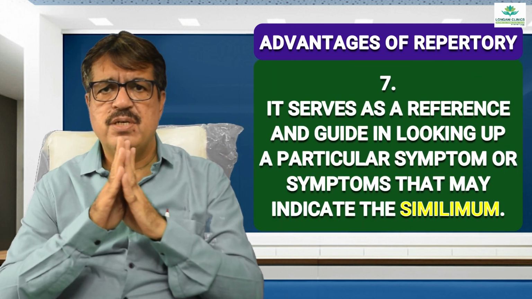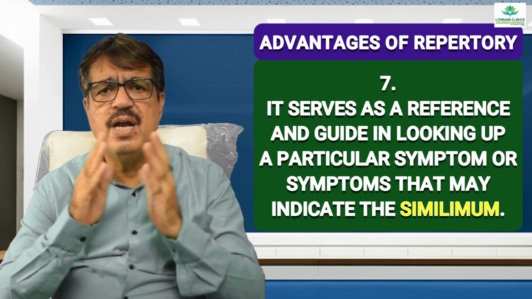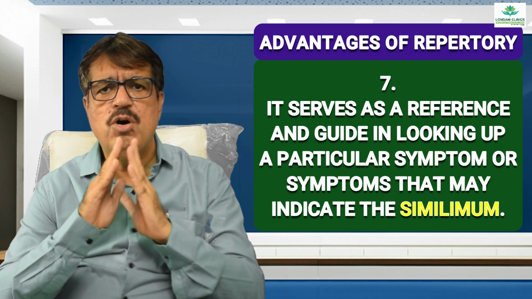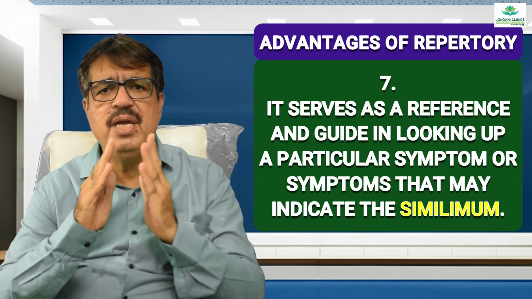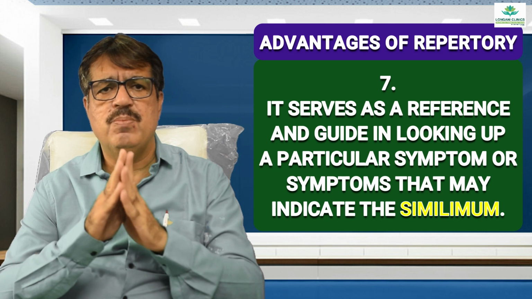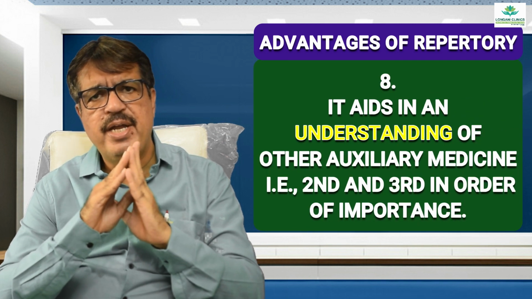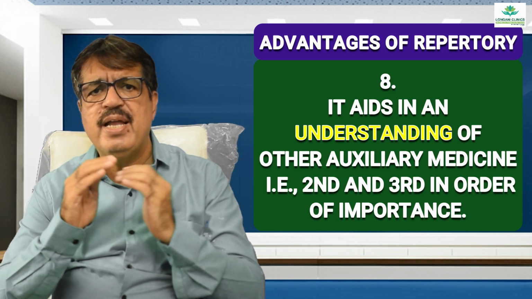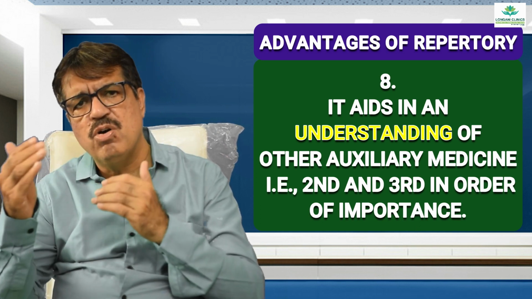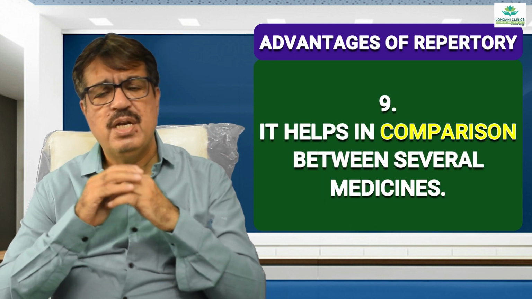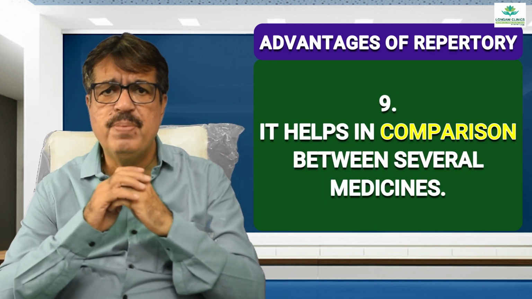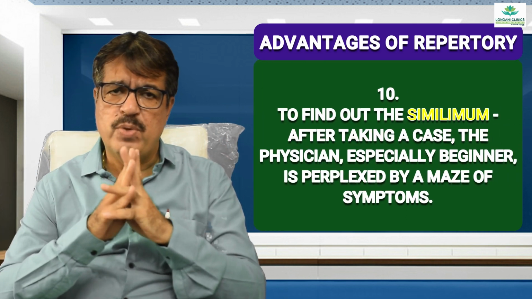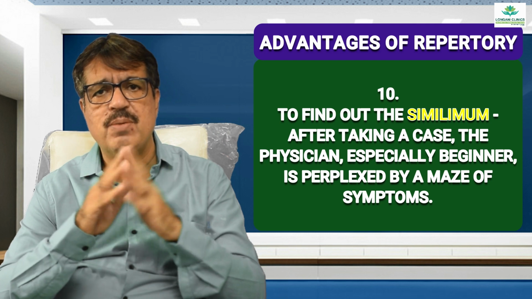Seventh one, it serves as a reference and guide in looking up a particular symptom or symptoms that may indicate the SIMILIMUM. Eighth one, it aids in an understanding of other auxiliary medicines like second, third in order of importance. Ninth one, it helps in comparison between several medicines. 10th one, to find out the SIMILIMUM.